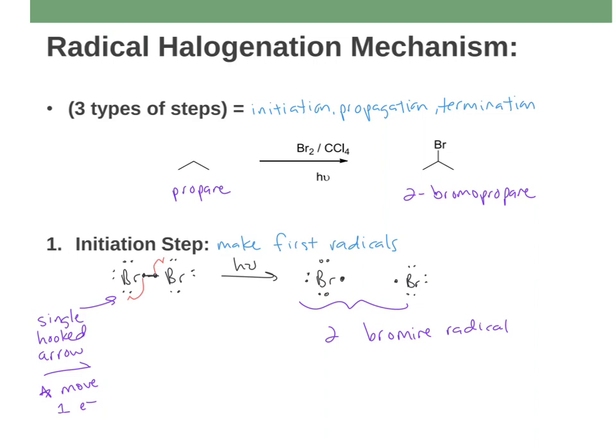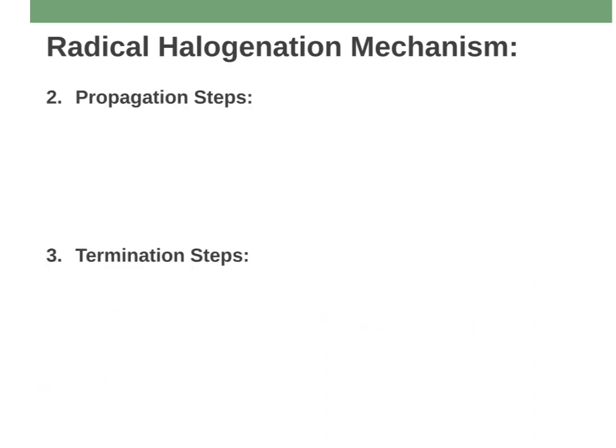Now, often in initiation steps, you see that you go from no radicals to two radicals. So if you see that, chances are it's an initiation step. So what becomes of these two bromine radicals? From here on out, I'm just going to draw one of those two, but we just produced two bromine radicals. So let me redraw one of them. And we had our propane, and I'm going to draw my propane out here, just so you can see the hydrogens and everything.